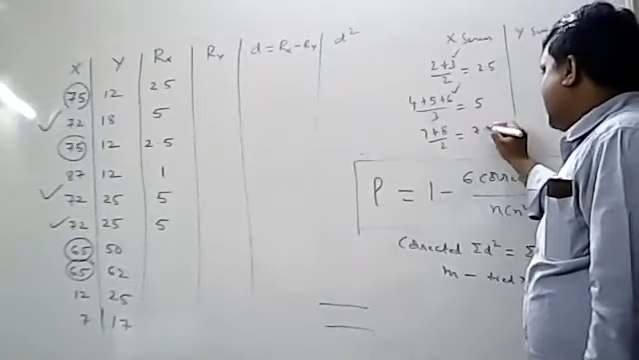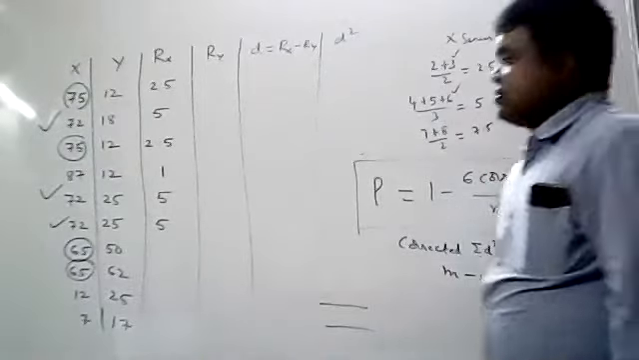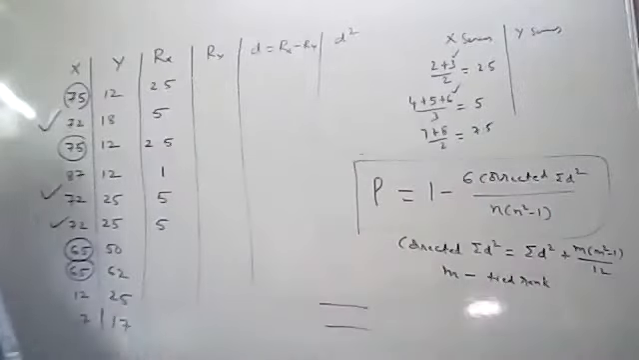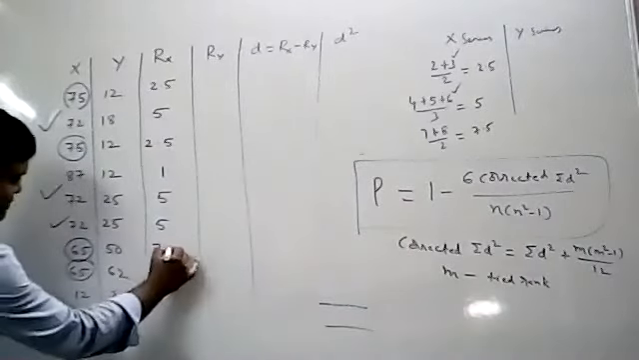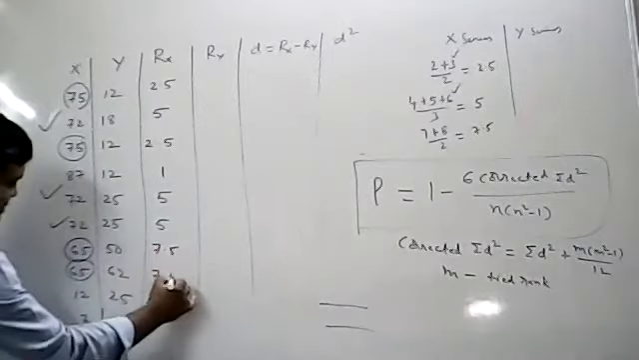That means what is this value? This value is nothing but 7.5. So assign 7.5 for both the values. So 65, 7.5. This 65, 7.5.